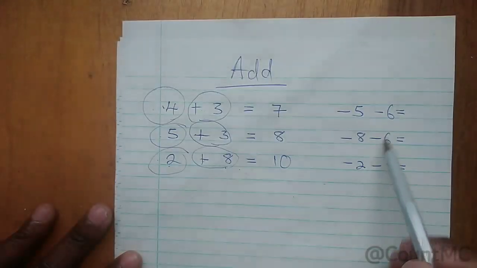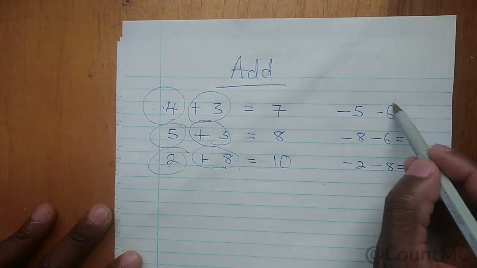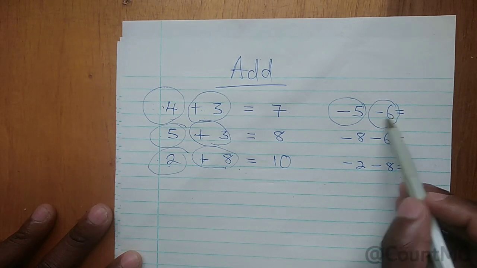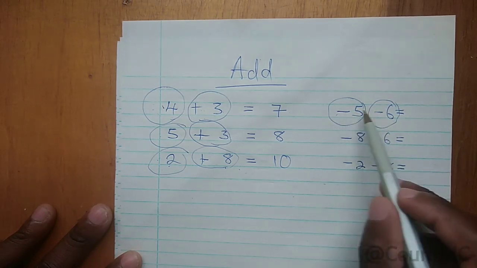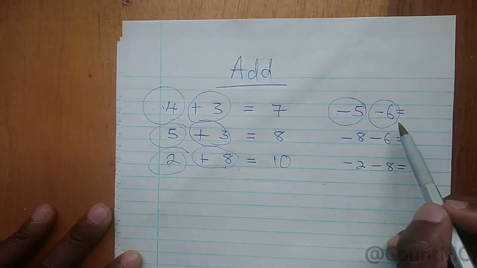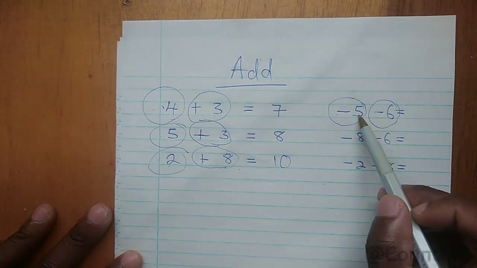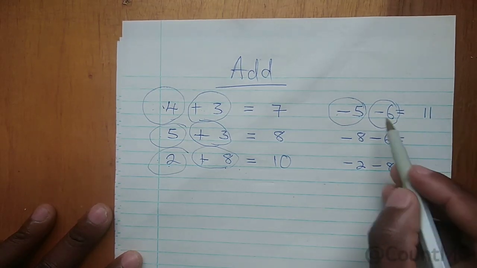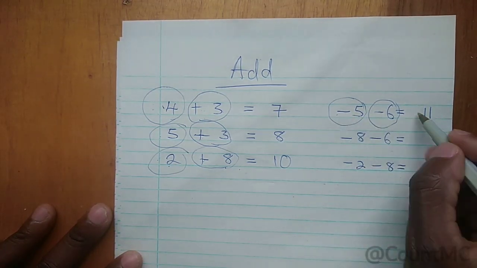So let us apply the same here. You put your bubbles. Are the signs the same? Yes, it's negative and negative. So if the signs are the same, you add 5 plus 6, you get an 11. What's the common sign? It's the negative.